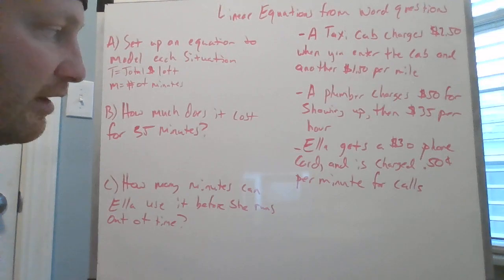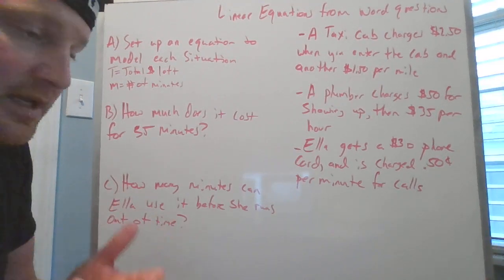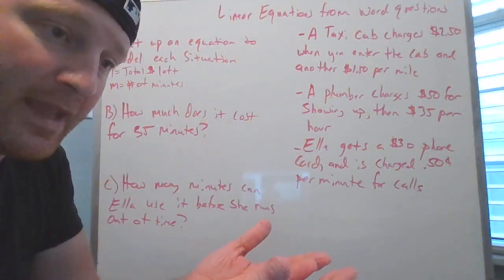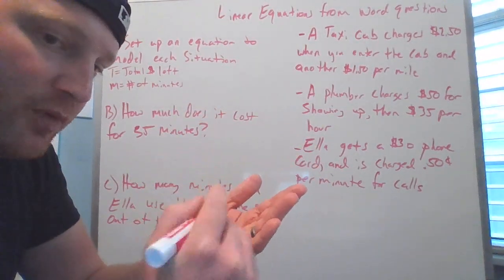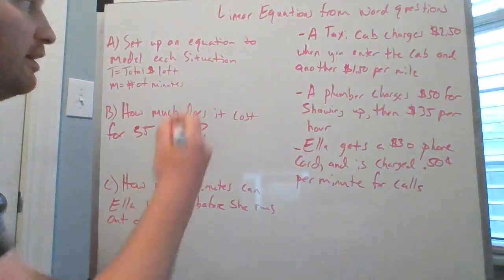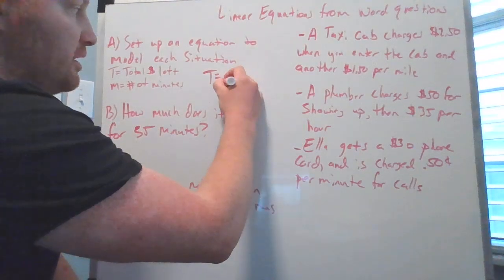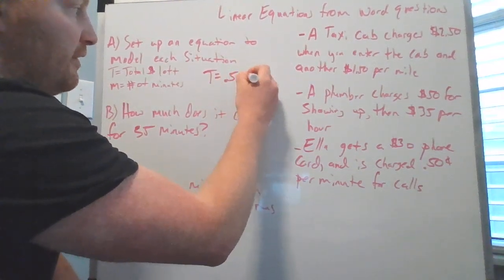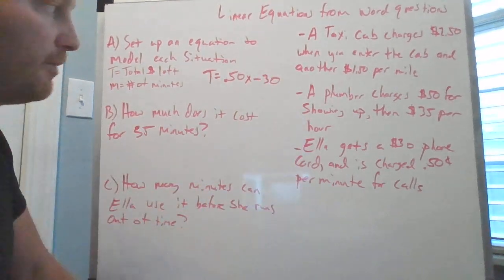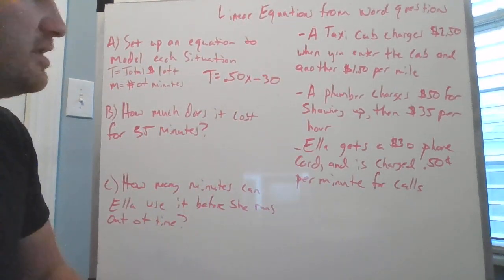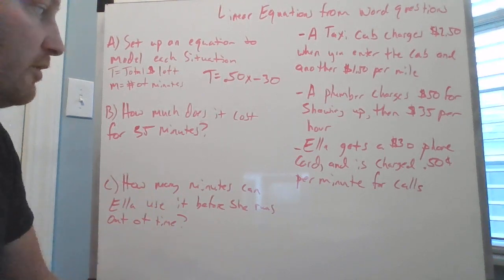Ella gets a $30 phone card and is charged 50 cents per minute for calls. So it's like you're given money, and every time you're in the phone call, a little bit of that money gets chipped away. So our T is going to equal, pay close attention, 0.50x minus 30. Because we're always taking money away from that $30 initial phone card.